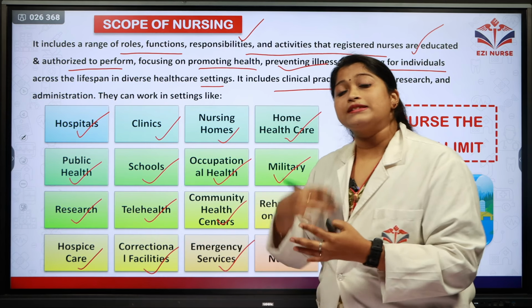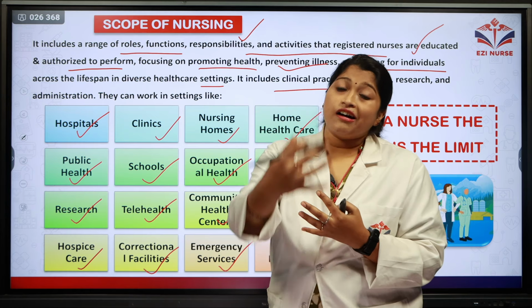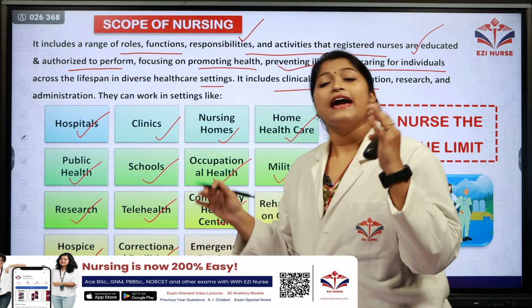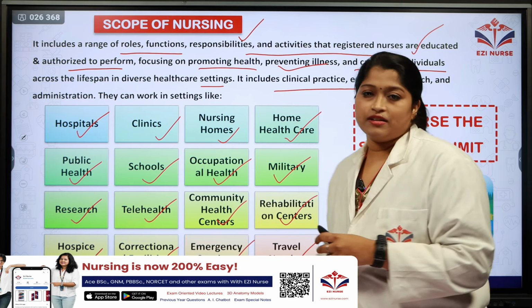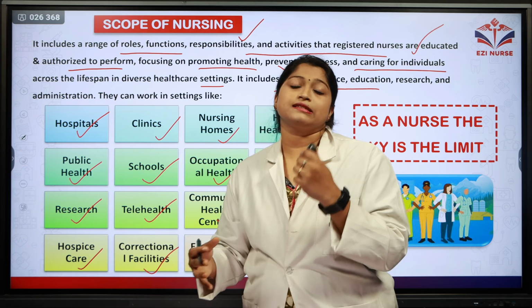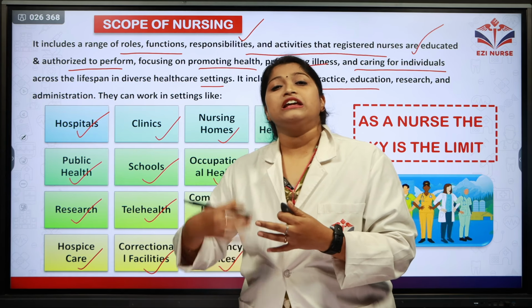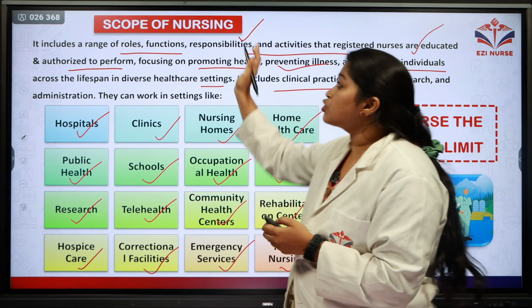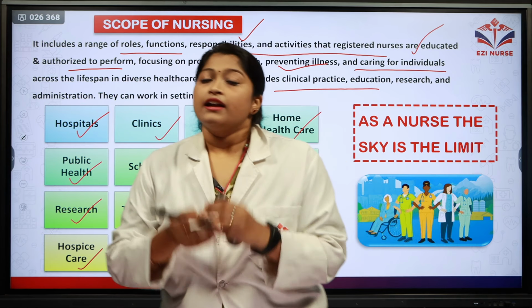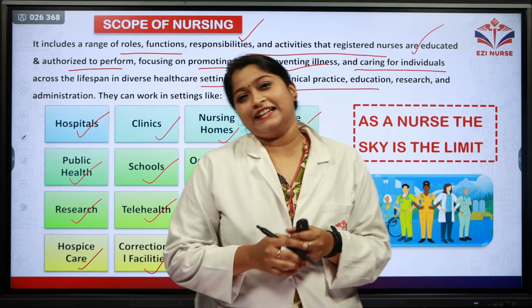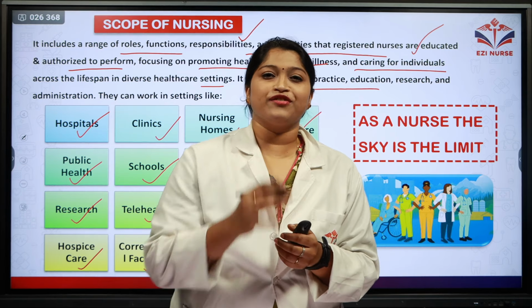And also you can see the emergency care units in the hospital where you can go and work as a nurse. And finally, travel nursing. You go to each and every place where healthcare is necessary, you travel and give the care. So these are the different opportunities, that is, the scope of nursing care. Finally, I would like to say, as a nurse, the sky is the limit. Nobody is stopping you from giving care.